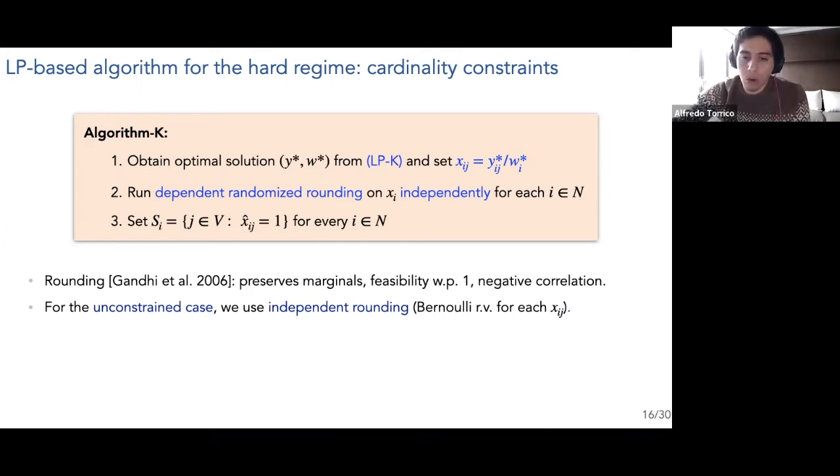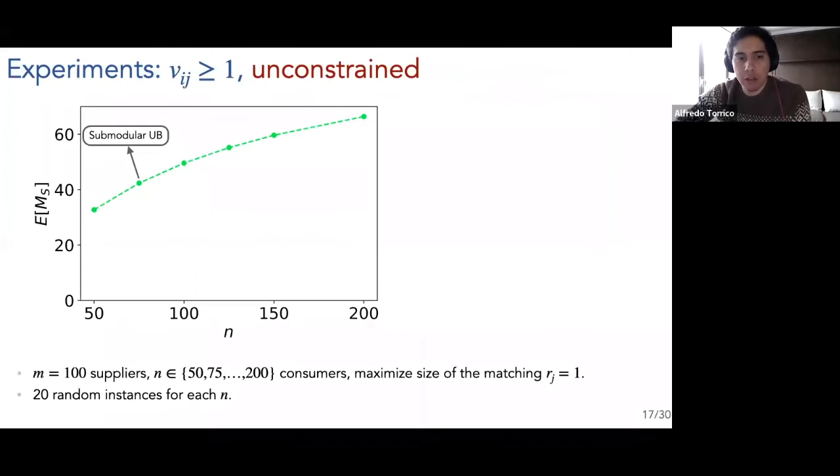Okay, so let me move now to the experimental part of our work. Let's say that now we want to test our approaches for the easy regime, where consumers value more to stay than to leave, and we're going to consider the unconstrained setting. So we have 100 suppliers. We vary the number of consumers from 50 to 200, and the objective is to maximize the size of the final matching. For each n, we run 20 random instances, and in the plot we are looking at the average of those instances in terms of the objective value.